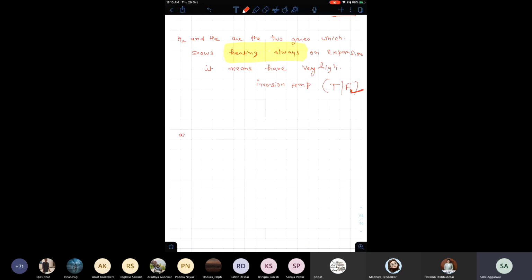Yes, sir. Always heating means any temperature is greater than their inversion temperature. मतलब उनका बहुत कम टेम्परेचर होना चाहिए, which means their inversion temperature is very, very less. Understood? Sanjana, Sanika?